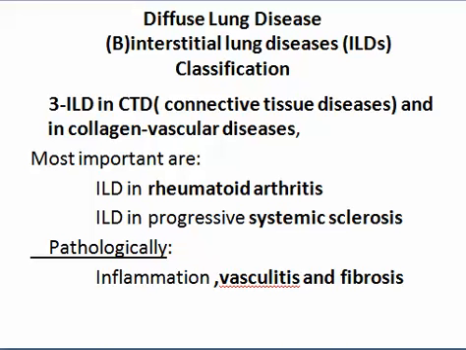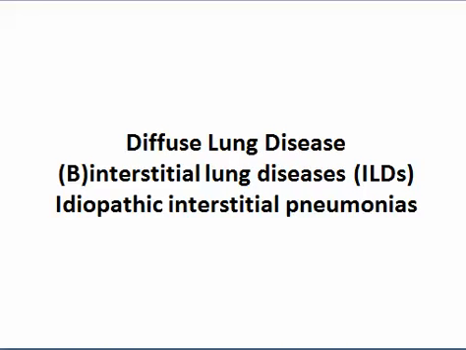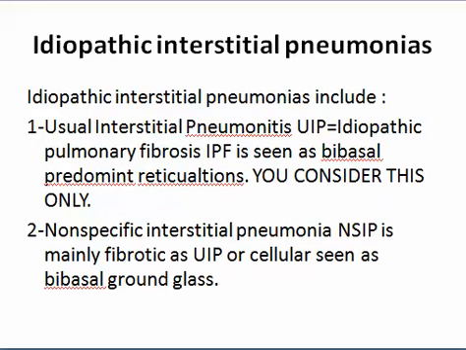We'll discuss in more detail what the idiopathic interstitial pneumonias are. Now we have 6 types. Usual interstitial pneumonia, or the UIP. The other name is idiopathic pulmonary fibrosis. Usually it is basal predominant reticulations. You consider this only. Please don't diagnose anything except this, because this one is 55% of all idiopathic interstitial pneumonias, the IIP. So if it is basal and peripheral, put the diagnosis of IPF or idiopathic pulmonary fibrosis as soon as possible. You consider this.